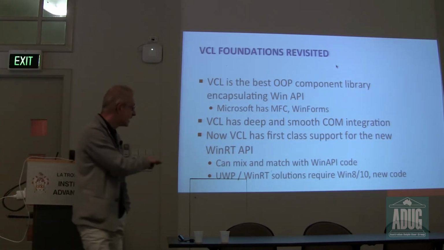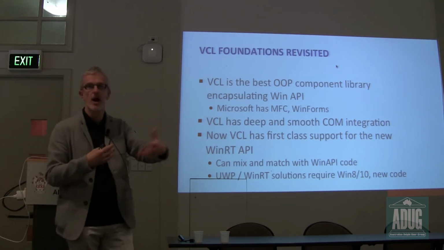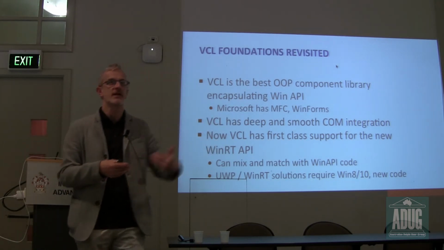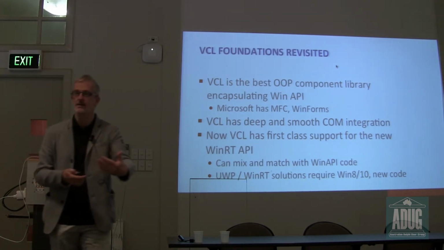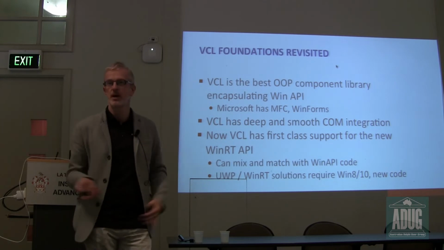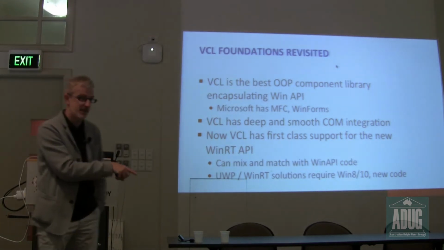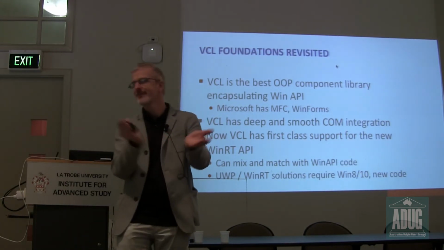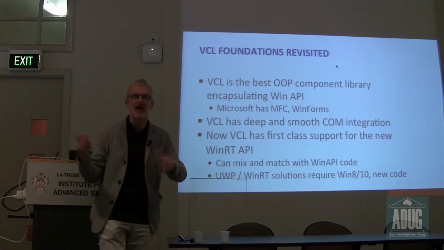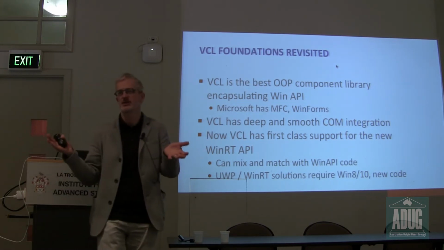So again, today you can write a VCL application, integrate COM objects like shell objects and a bunch of other things, and integrate WinRT objects and WinRT APIs in a pretty open-ended fashion. Now, of course, if you're using the WinRT API, your application will run only on Windows 10. If you're not using the WinRT API, your application will run on any flavor of Windows. That's your decision.